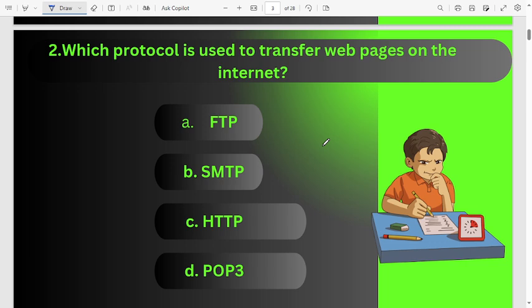Next question is, which protocol is used to transfer web pages on the internet? The options are FTP, File Transfer Protocol, SMTP, Simple Mail Transfer Protocol, HTTP, Hypertext Transfer Protocol, and POP3. Please carefully watch all the options and get the right answer. The correct answer will be HTTP, Hypertext Transfer Protocol.